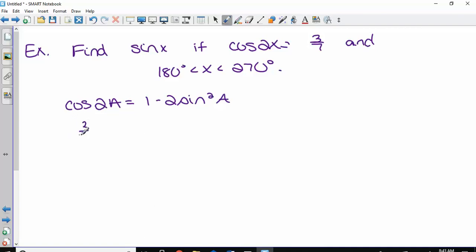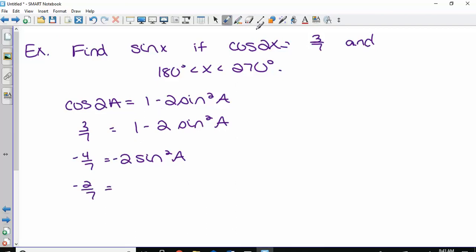So cosine 2a, that's my cosine 2x, that's 3/7 equals 1 minus 2 sine squared a. This time I'm solving for sine. So I have to subtract my 1, divide by 2, divide by negative 2, sorry. How do you get rid of a square? Square root. With that, we need plus or minus, so we have to figure out which one we would have here.